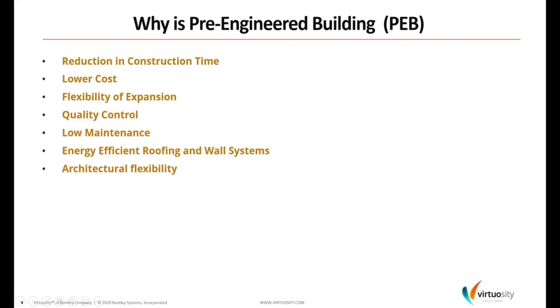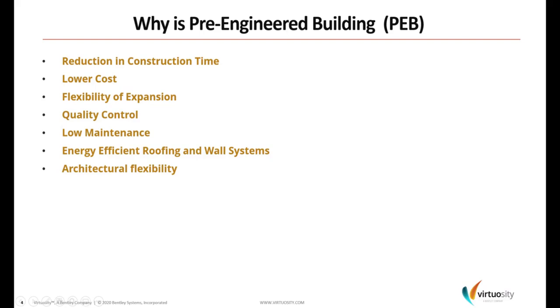Next, why are we talking about this pre-engineered building, the PEB? We need to understand the reason this kind of building system is so popular. There are several advantages over the conventional building, but the most important advantages have been listed here. The first one is the reduction in construction time. When constructing a pre-engineered building, the members are normally fabricated in the factory and transported in modular form to the construction site, where they are assembled and then erected.